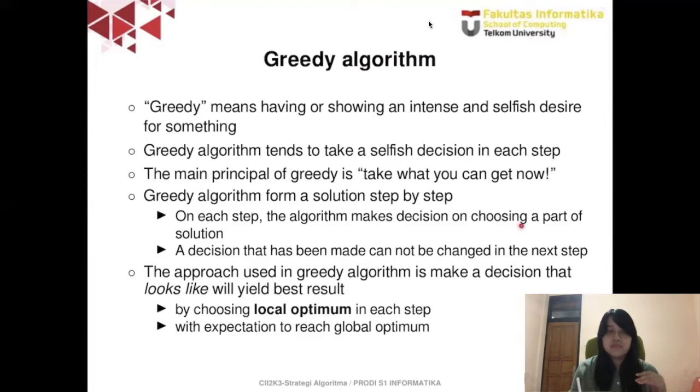On each step, the algorithm makes a decision on choosing a part of the solution. And a decision that has been made cannot be changed in the next step. The approach used in greedy algorithm is to make a decision that looks like it will yield the best solution by choosing local optimum in each step, with the expectation to reach global optimum. So imagine that we have a start. In the first step, we will see what is the local optimum we have. That is what we take. And also for the next step, until we have found a solution.